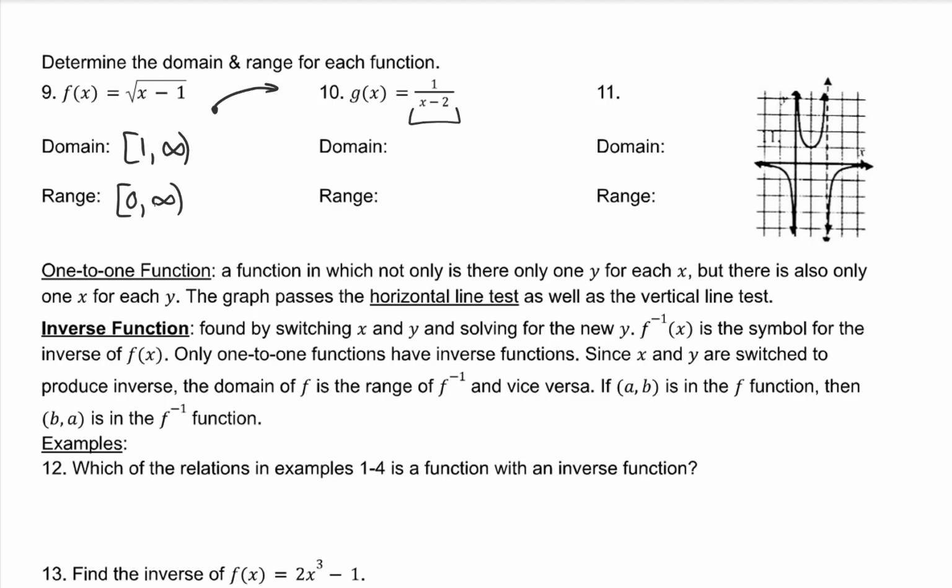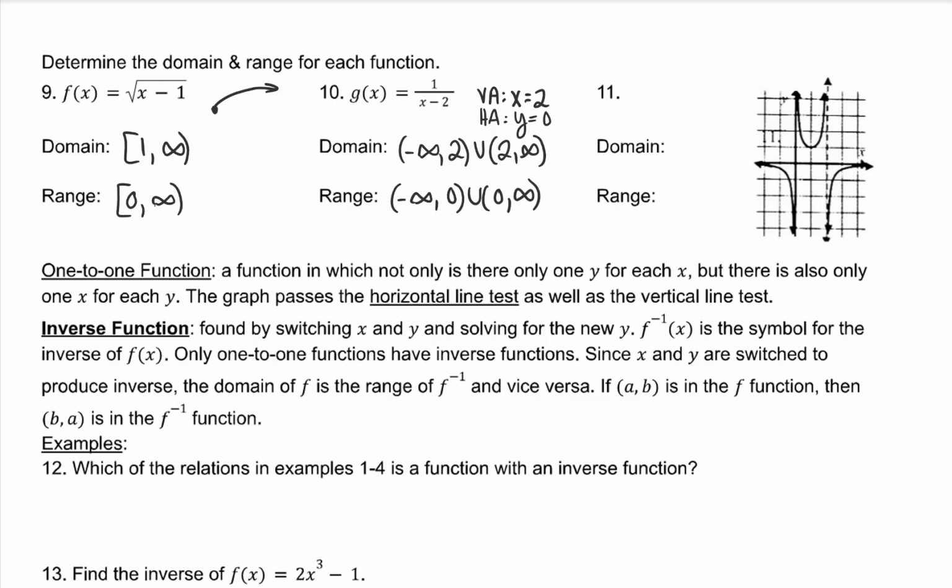Here we have a rational function that has a vertical asymptote, and that vertical asymptote is at x equals 2. So our domain will be everything except that. And our range, well, do we have a horizontal asymptote? We do, at y equals 0, because the degree of the numerator is less than the degree of the denominator. So I believe 0 will also not be used. Negative infinity up to 0, and from 0 to infinity.